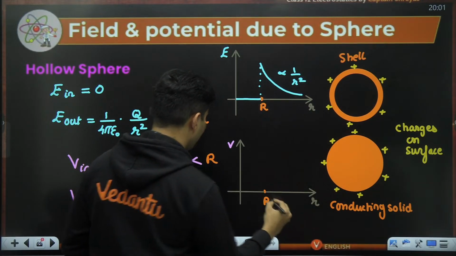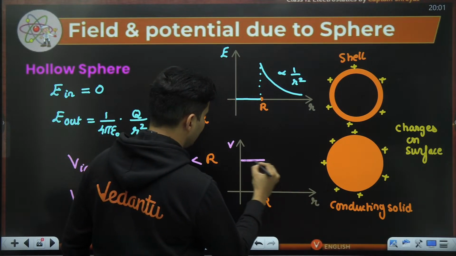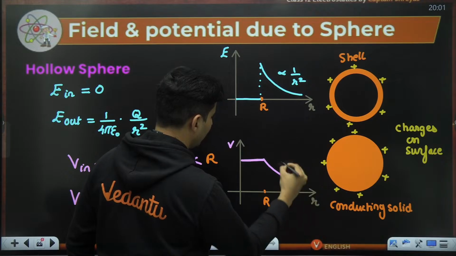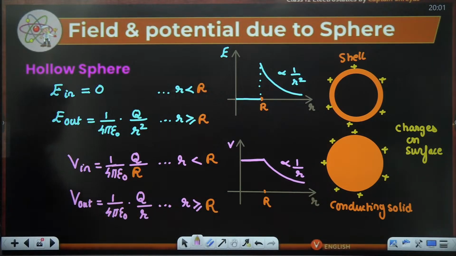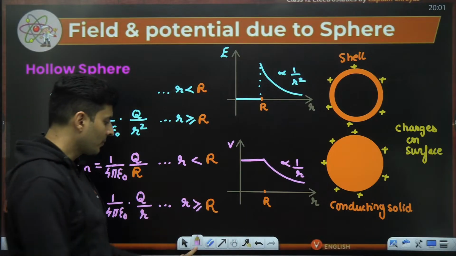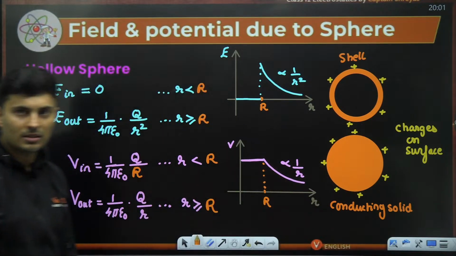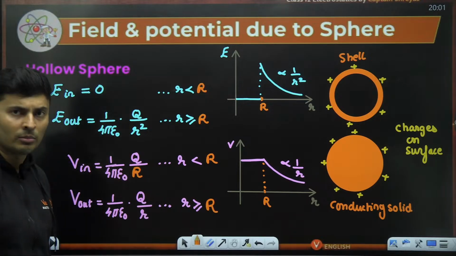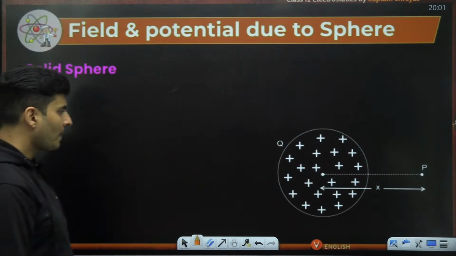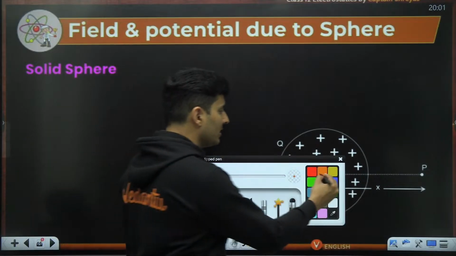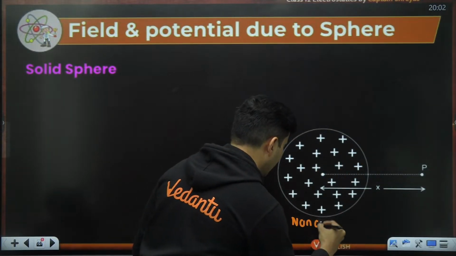Same thing over here for potential. It will be constant till here, and then it will become inversely proportional to r. So this is the graph for potential. The abrupt change will happen at the surface. These are the graphs and the formulas. Keep these in mind. Next thing is the solid sphere. Now, when it is a solid sphere, it is understood it is of non-conducting nature.